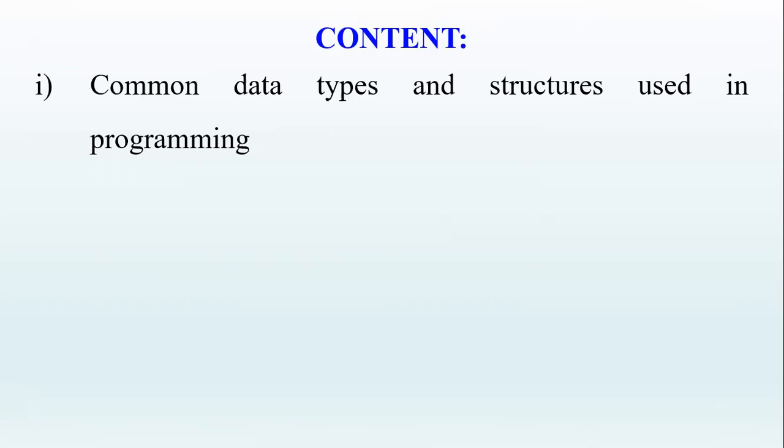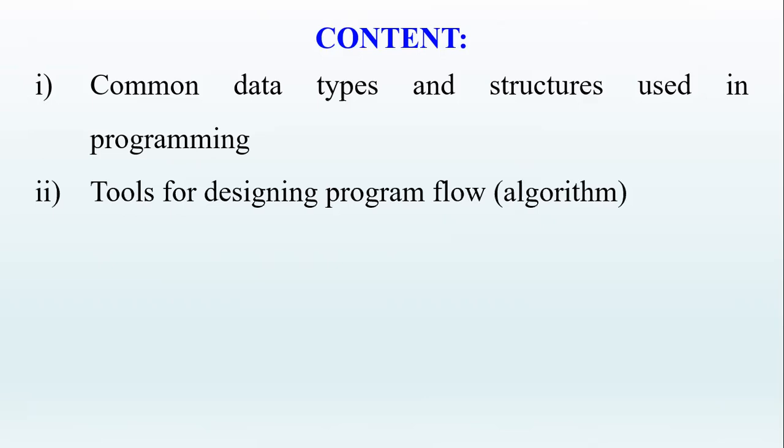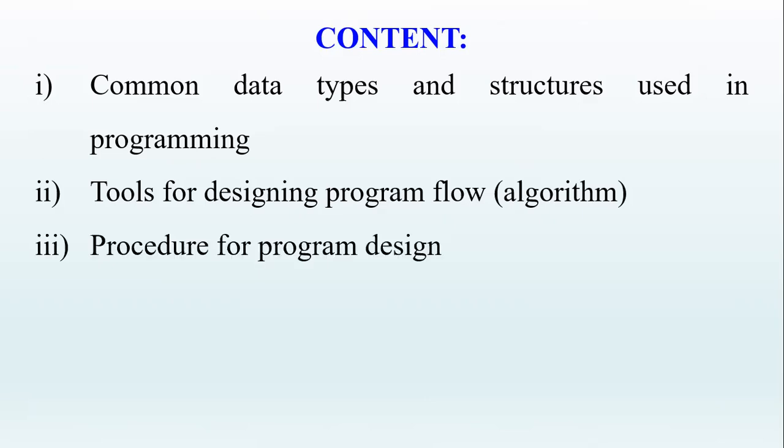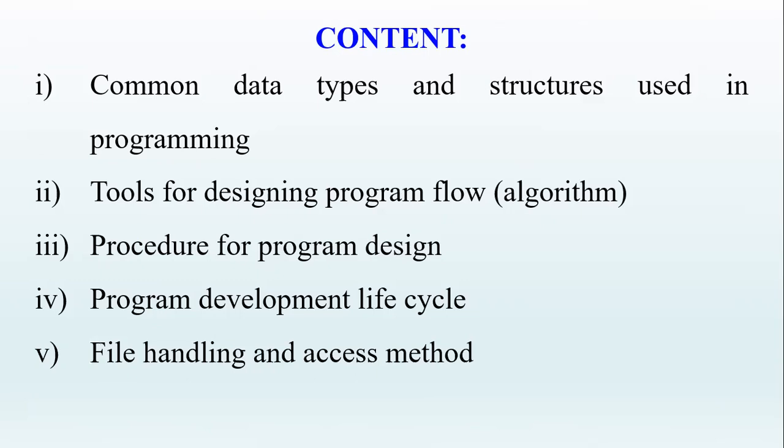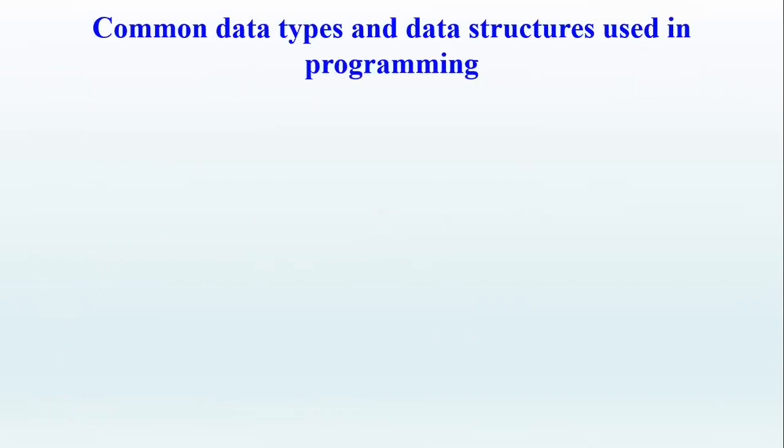In this presentation, I'm going to look at the common data types and the structures used in programming, the tools for designing program flow, or what we call the algorithm, the procedure for program design, program development lifecycle, the file handling and access method, and lastly, I'll look at program documentation. Let's commence by looking at the common data types and the structures used in programming.